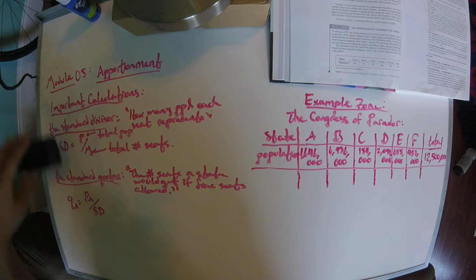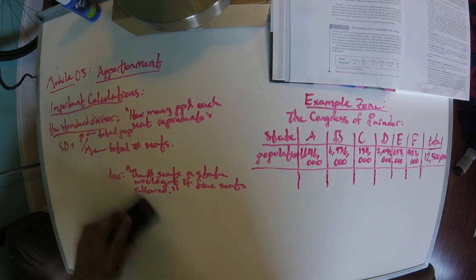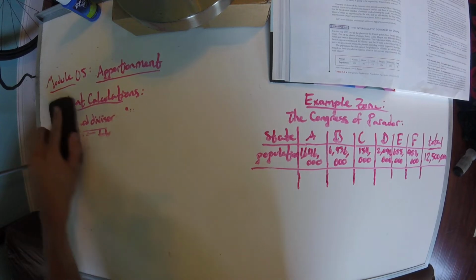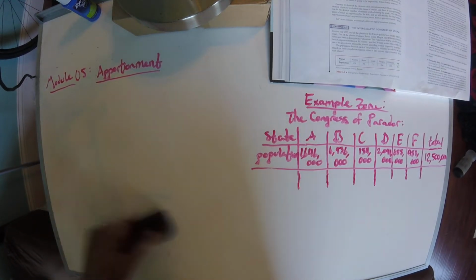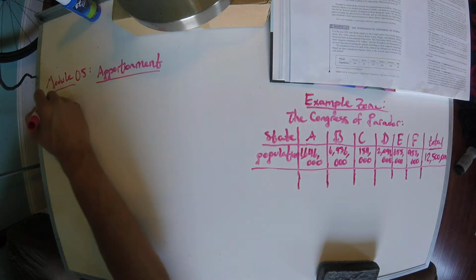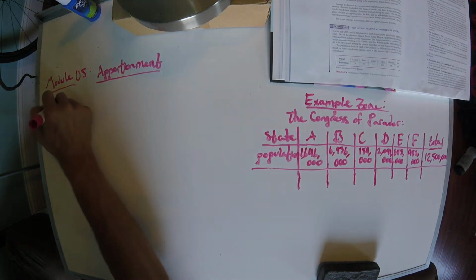And we're going to start with one method, and we're going to go over a few different methods in this unit. And this first method is going to be called Hamilton's method.